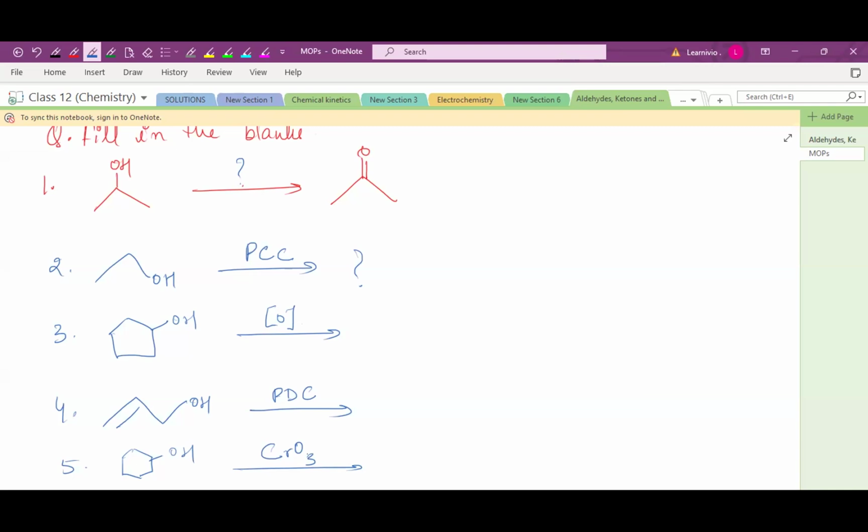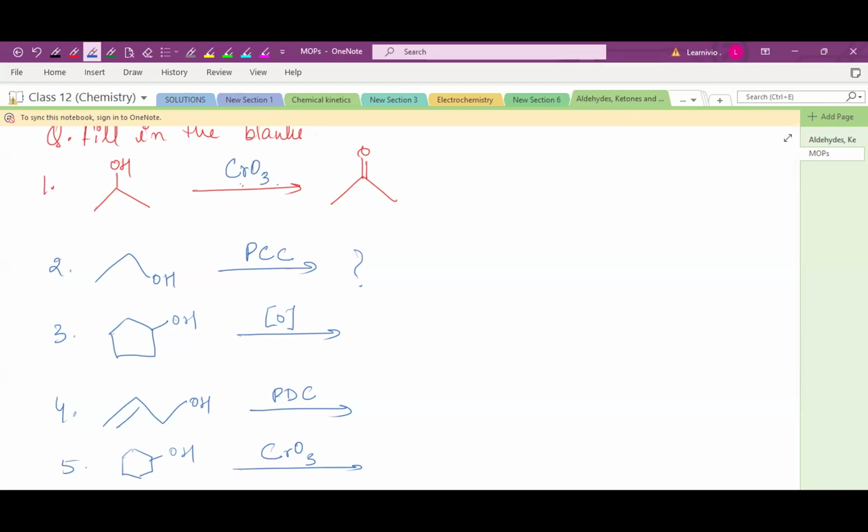So in the first question, you can also use chromic acid, CrO3, as a reagent. It will oxidize the secondary alcohol to the corresponding ketone. But it converts primary alcohols to aldehydes as well. Primary alcohol to aldehydes, yes.